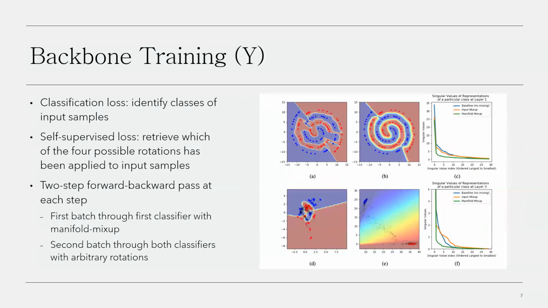So going back to manifold mix-up, this is a regularizer. So manifold mix-up does 3 things for your model. The first, we can see from A being the original to B after manifold mix-up, it smoothens the decision boundaries. So we have 2 populations. You have the blue and the red population, and you can see in A how it's a little bit jaggedy. It's kind of more overfit for that model.